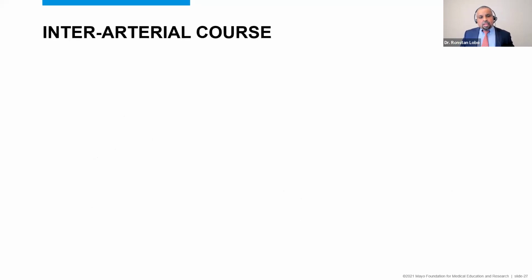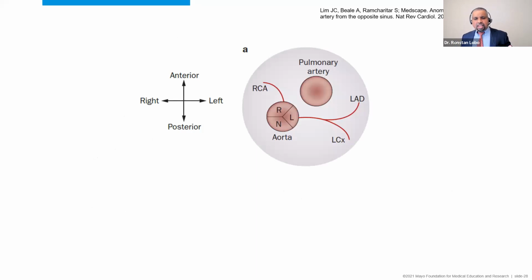So now let's look into the high-risk anatomic features. In order to describe an interarterial course, which is the first one we're going to talk about, let's first look at the normal course of the coronary arteries. What you see here is the left coronary artery coming off the left aortic sinus. It crosses between the 2 great arteries, and the right comes off the right coronary cusp right here. This is the normal anatomy, anterior posterior, as you can see here.